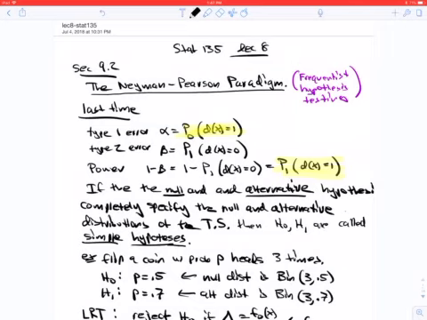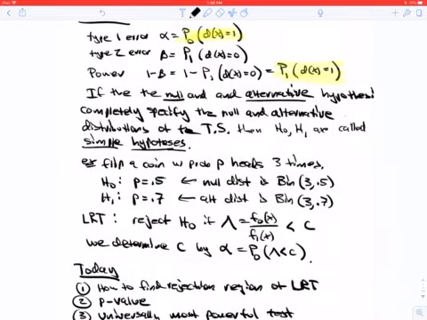Hello, this is a summary of Lecture 8 from today. We covered the Neyman-Pearson paradigm last time. In particular, we discussed type 1 and type 2 errors and also defined power.